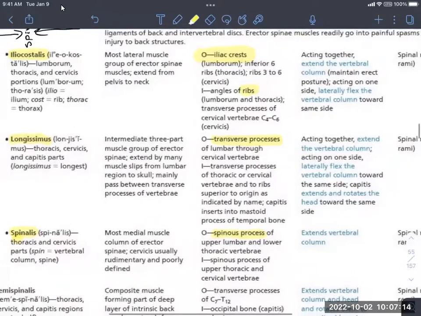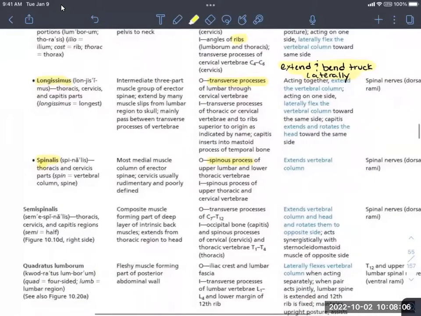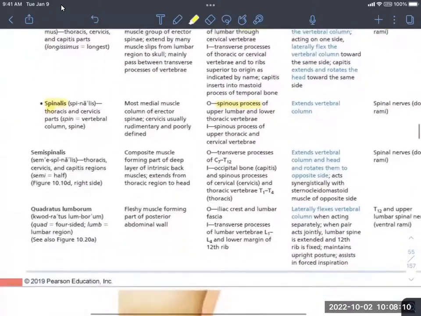All 3 of them, the action is they extend and bend the trunk laterally. Extend and bend your trunk laterally. All 3 of them, that's all you need to know about their action. Origin, all 3 of them are the iliac crest. And then iliocostalis, costal, ribs. Longissimus, transverse process, spinalis, spinous process. That is all you need to know about those. And we don't need the other two.